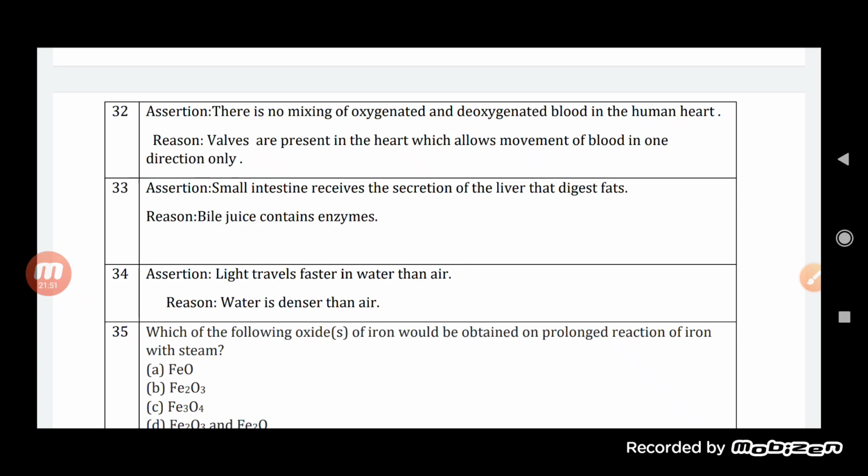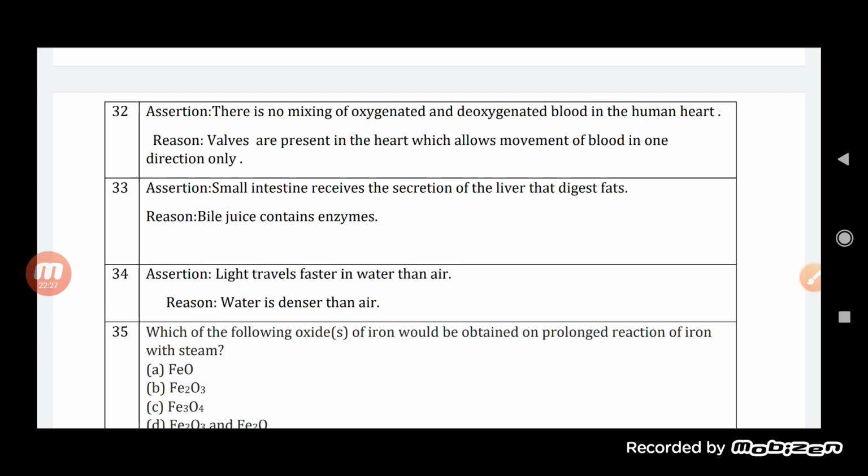Now see here, question number 34. Assertion: light travels faster in water than air, and reason: water is denser than air. So the assertion is that light travels faster in water than in air. So the assertion is not correct. You know that the optical density of water is higher than that of air. So the speed of light is also slower in water as compared to that in air. And the reason is given, water is denser than air.